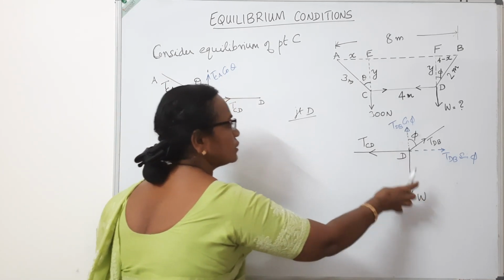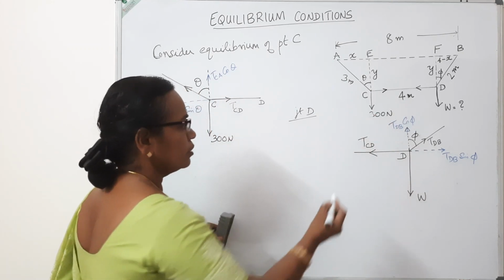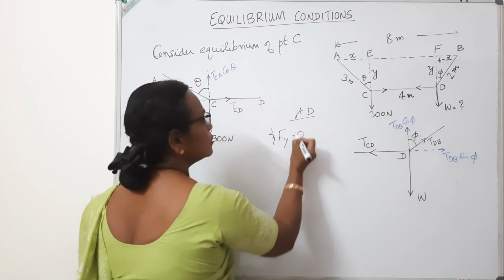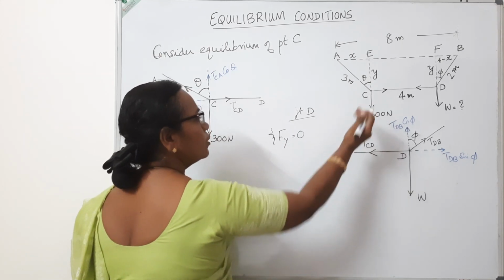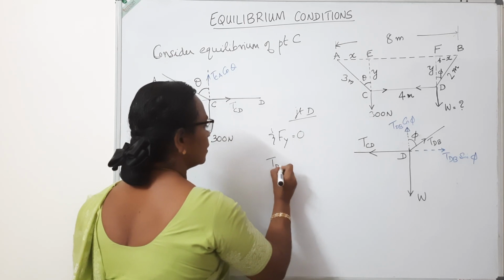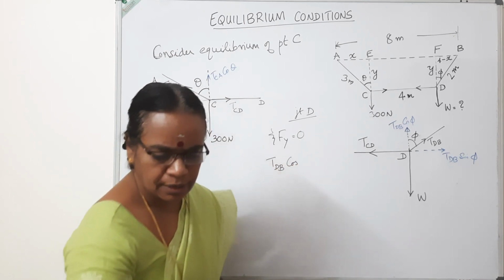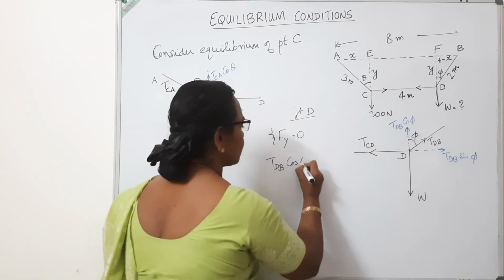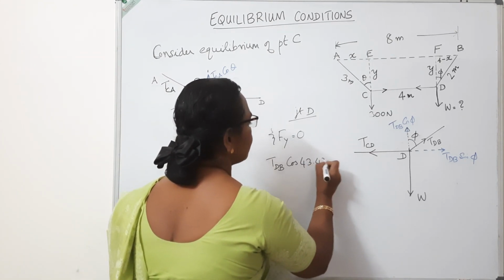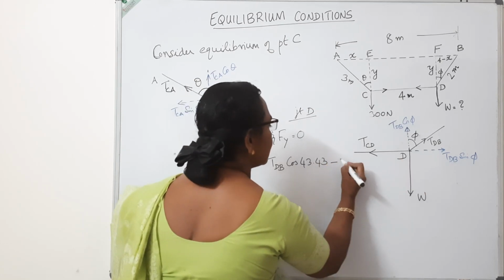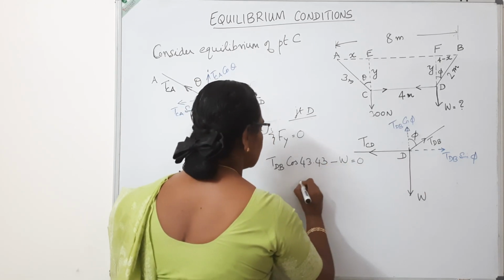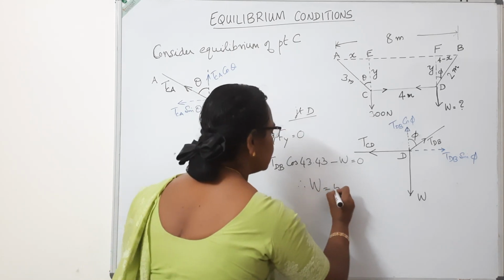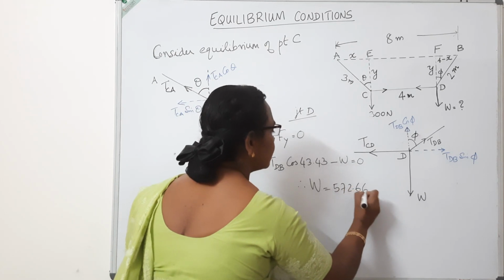Now we have to get the weight. We are asked to find out the weight to be positioned at D. So taking sigma Fy is equal to 0. Upward force TdB cos phi, where the value of phi is 43.43, minus W is equal to 0. Therefore, we get W is equal to 572.66 Newton.